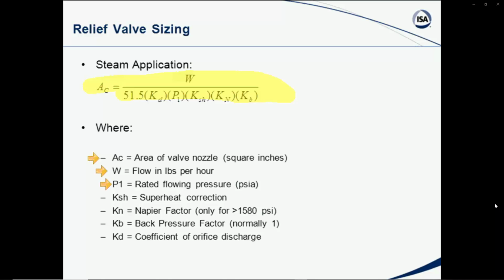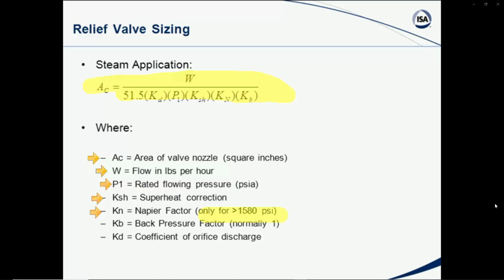P1 is the rated flowing pressure, in PSIA. Now that's not the set pressure. We're going to look at that. The rated flowing pressure would be the set pressure with a 10% accumulation, converted to PSIA. We'll look at that here shortly. If you have superheated steam, you might have to have a little correction in that. The Napier factor is only applicable if you have an extreme circumstance of pressure above 1580. I seriously doubt that you're going to have that situation.